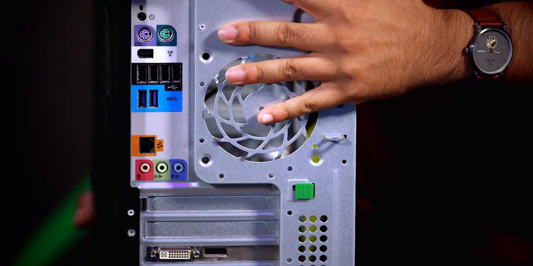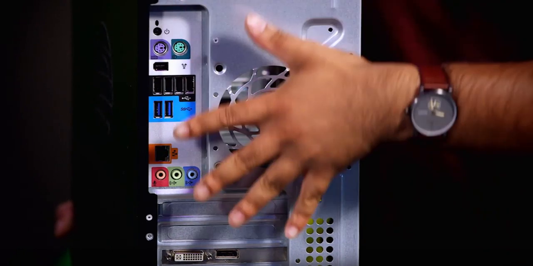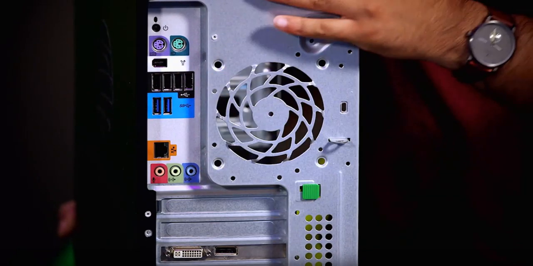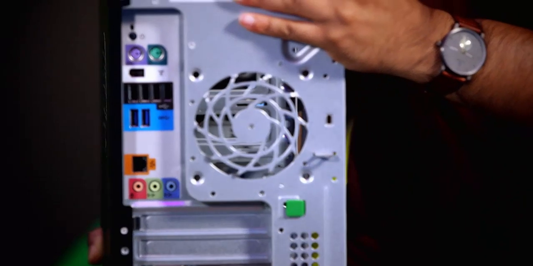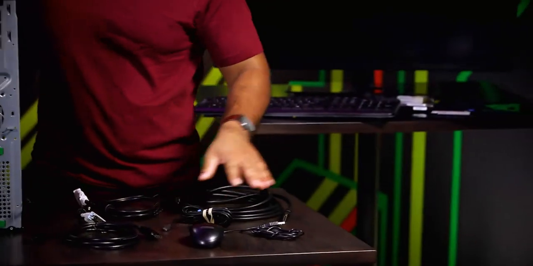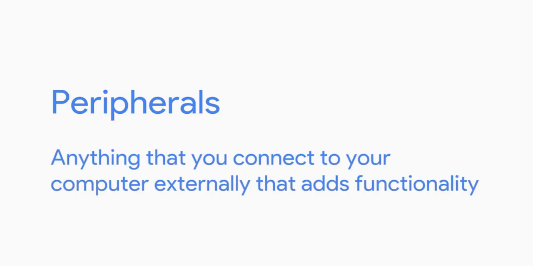So let's take a look at the back of our computer again. Here you'll see lots of connectors or ports where you can plug in different objects like a mouse, keyboard, and a monitor. These are known as peripherals. A peripheral is basically anything that you connect to your computer externally that adds functionality.